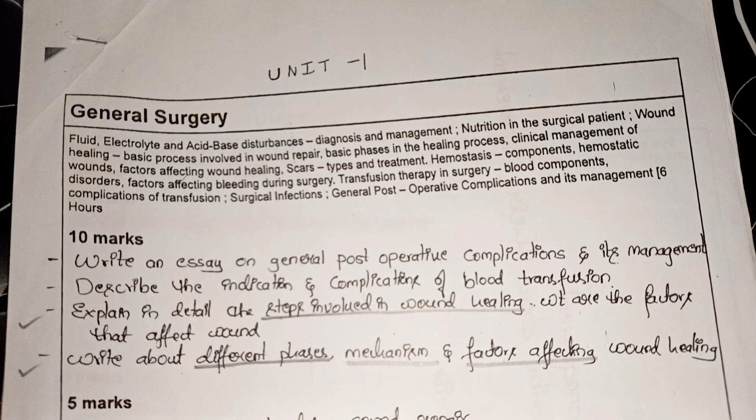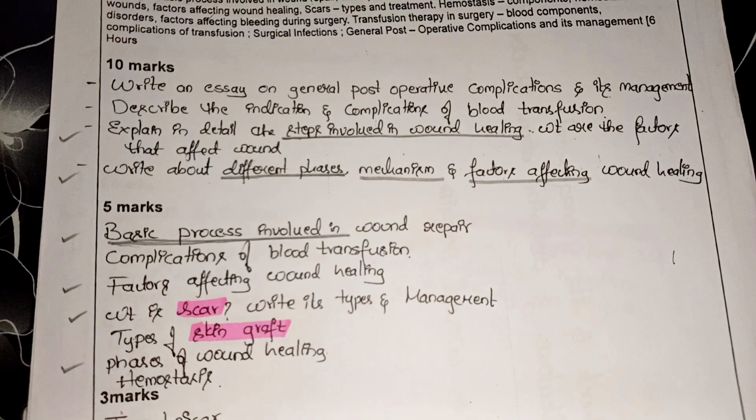Second one, describe the indications and complications of blood transfusion. Third one, explain in detail the steps involved in wound healing and what are the factors that affect wound healing. Next, write about different phases, mechanism and factors affecting wound healing. Now, moving on to the important 5-mark questions.